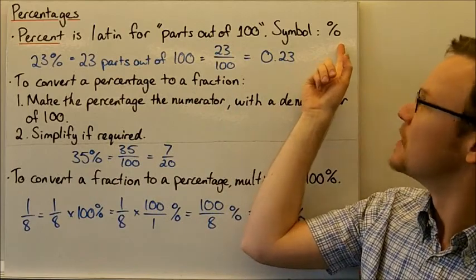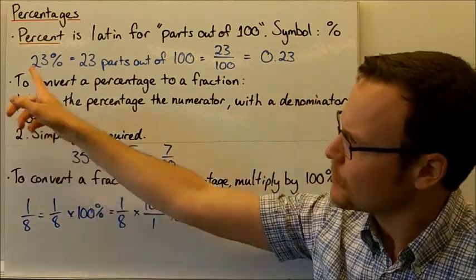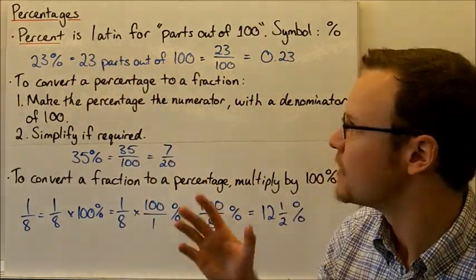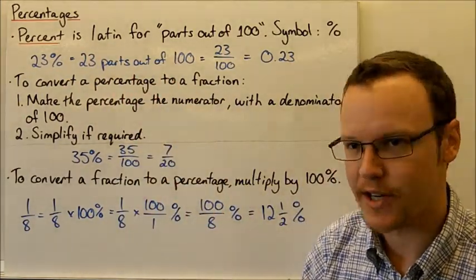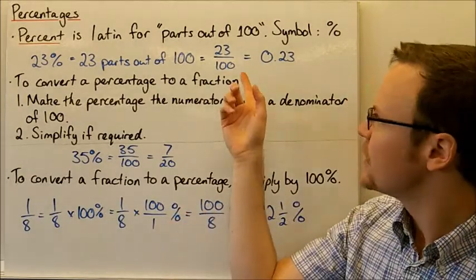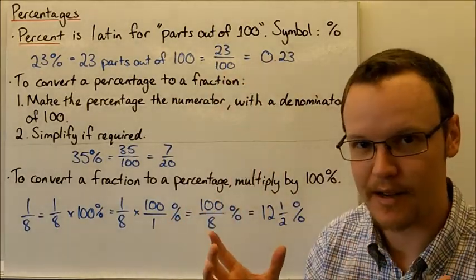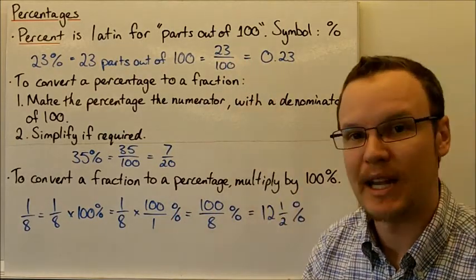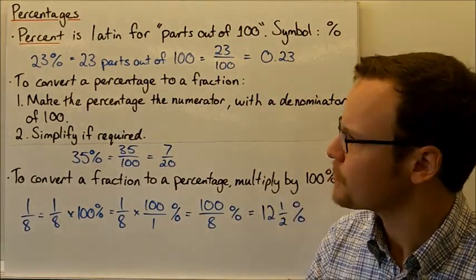And this is the symbol for percent. So 23% means 23 parts out of 100. So we can think of that as a fraction, if the whole is 100, so we've got 23 of those 100th parts, we've got 23 hundredths. And as a decimal, that's 0.23.